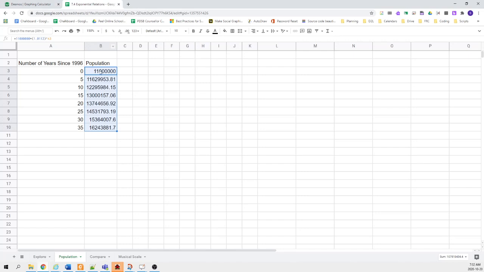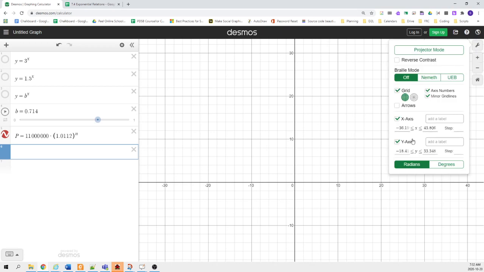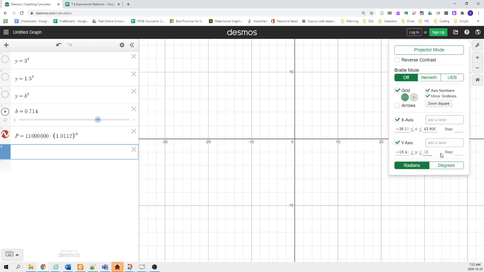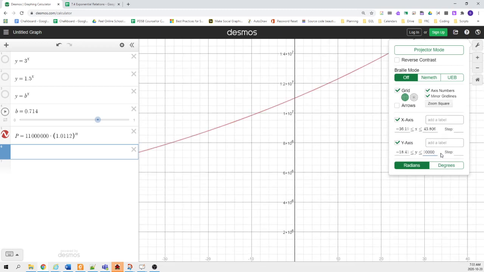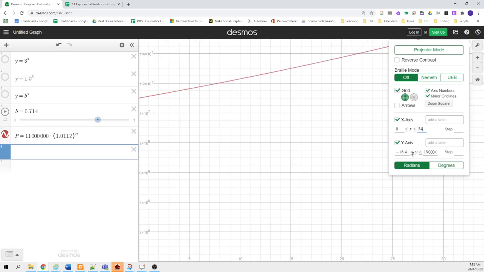We can tell from the table that the first y value, or the first p value, is 11 million. So we have to go at least up to 11 million to see anything. So I'm going to make it go up to 15. Now we can actually see the curve. I want the x-axis to go about 35 years into the future. So I'm going to go from 0 to 35.